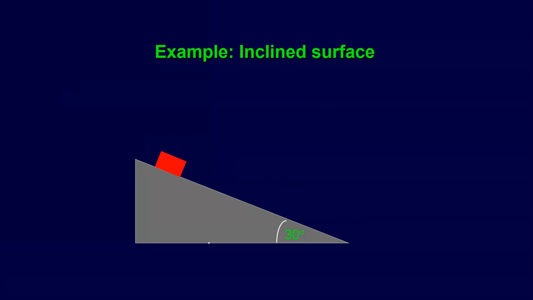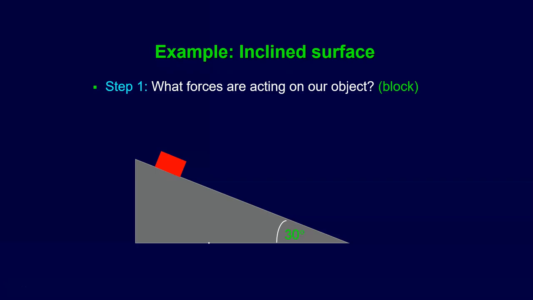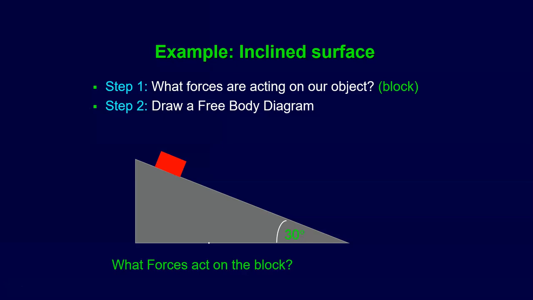So let's look at this here and set up our free body diagram as discussed, and start off with what forces are acting on our object. Our object is the block, and so we want to draw our free body diagram. Take a second and think about what forces are acting on this block, maybe even try to draw the free body diagram, and then we'll go through.